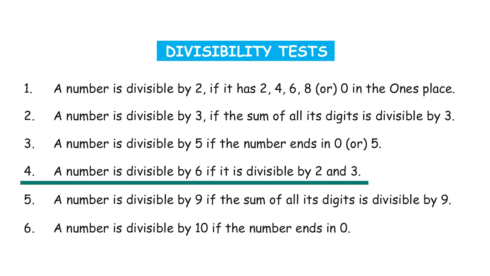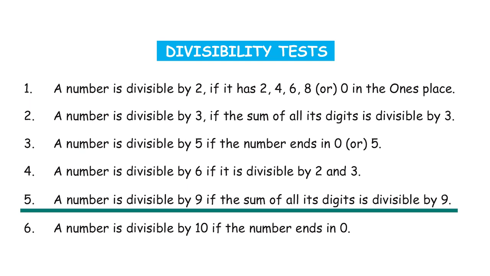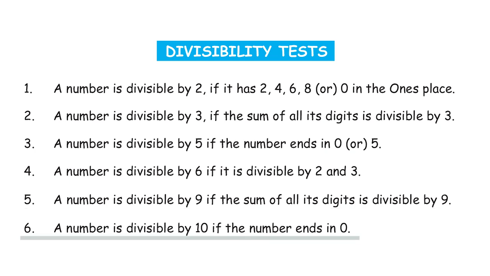For 6, if the number is divisible by 2 and 3, then we can say that the number is divisible by 6. The test for 9 is if the sum of all its digits is divisible by 9. Then you can say that the number is divisible by 9. For 10, all you have to see is the last digit. If the number ends in 0, you can say that the number is divisible by 10. Today, we are going to learn about a few more divisibility tests.